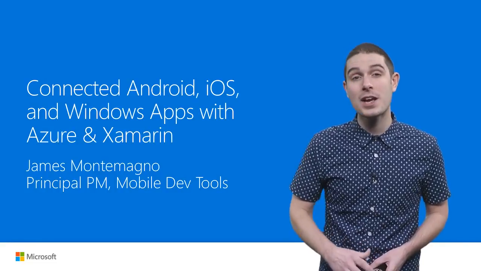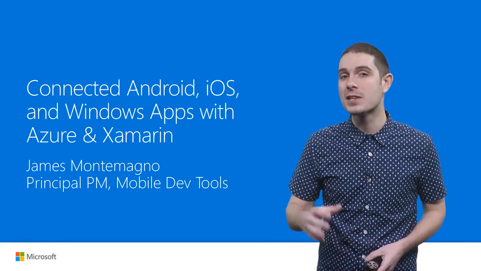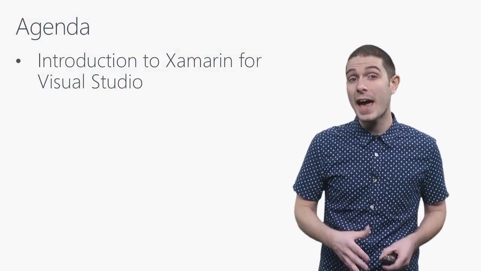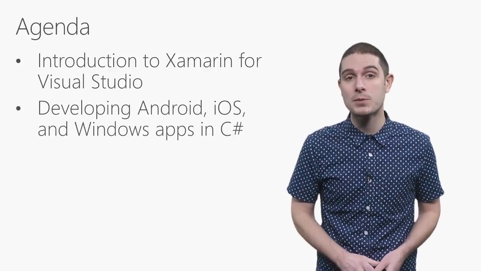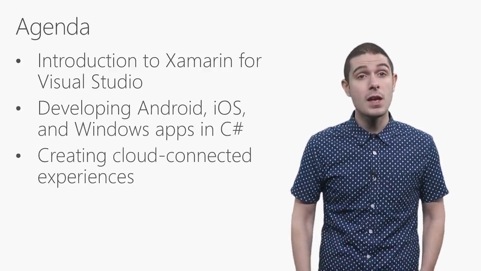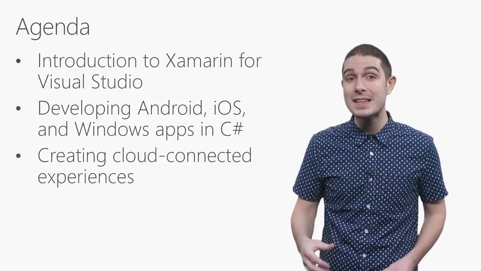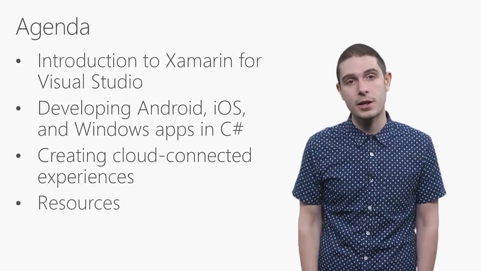I'm so excited to be here to tell you today how you can easily build beautiful native iOS, Android, and Windows apps all in C# with .NET with Xamarin and connect them up to the cloud with our Azure integrations. Today what we're going to do is take a look at Xamarin for Visual Studio, where we can build beautiful native cross-platform mobile apps for any mobile platform. Then we'll see how to develop those out easily and some of the brand new templates to easily connect them up to the cloud. And of course, I'll show you exactly where to get started.